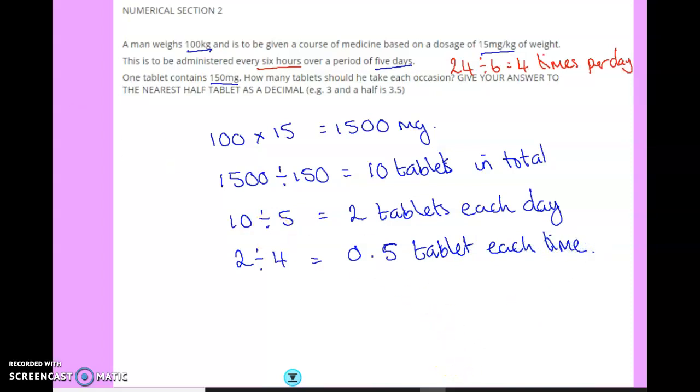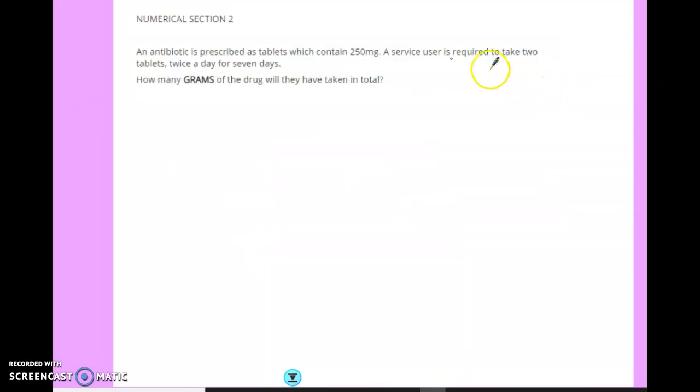Okay, next one. An antibiotic is prescribed as tablets which contain 250 milligrams. A service user is required to take 2 tablets twice a day for 7 days. Okay. Sorry about the noise. I'll just pause it. Okay, so there's 250 milligrams in one tablet. He needs to take 2, oh, that should be a times, 2 twice a day for 7 days. So we'll do times 2 for how much each time, times 2 for twice a day, times 7 for 7 days.